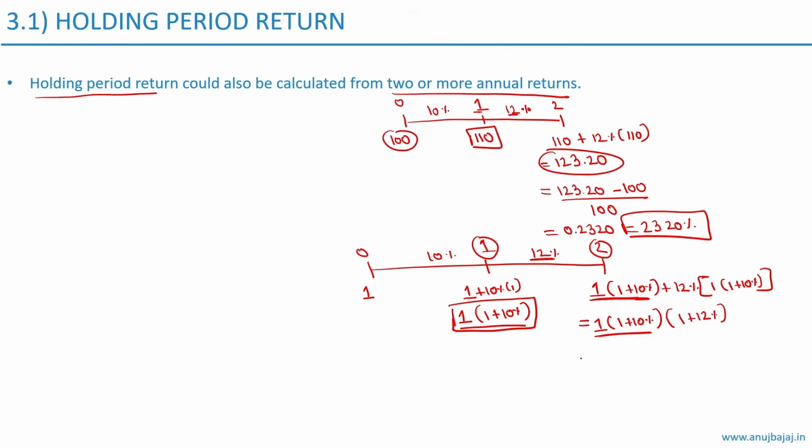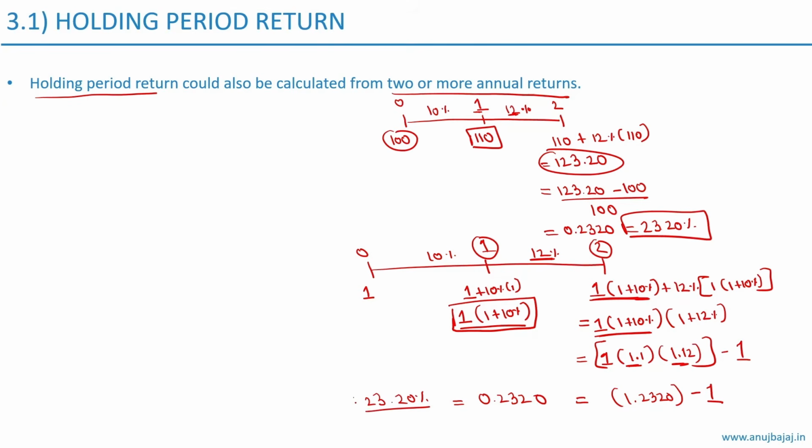Now if you see, if we solve this equation, we have 1 multiplied by 1 plus 10%, which is 1.10, times 1 plus 12%, which is 1.12, and you subtract 1 from this. What you will get is, you multiply 1.10 by 1.12. You should get 1.2320 and subtract 1, and you will get 0.2320, which is nothing but 23.20%. You see, the answers are the same.